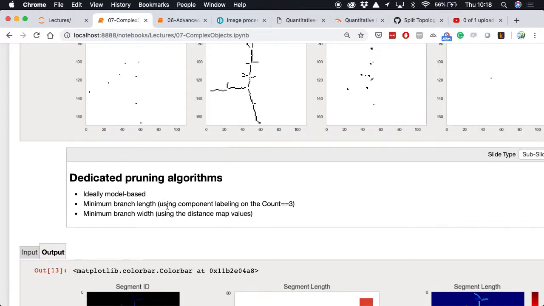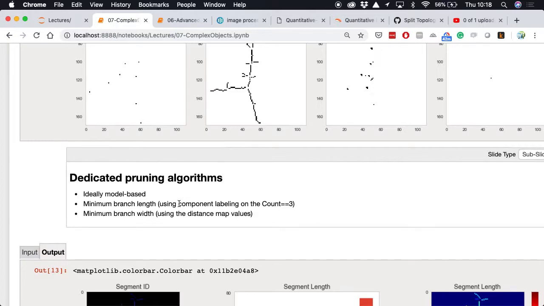And then we can also incorporate a minimum branch width. And so if we bring this together with the distance map, we now have the width at every point in the image and its junction status. And so we can figure out how long a branch is and how wide it is by combining those 2 pieces of information.